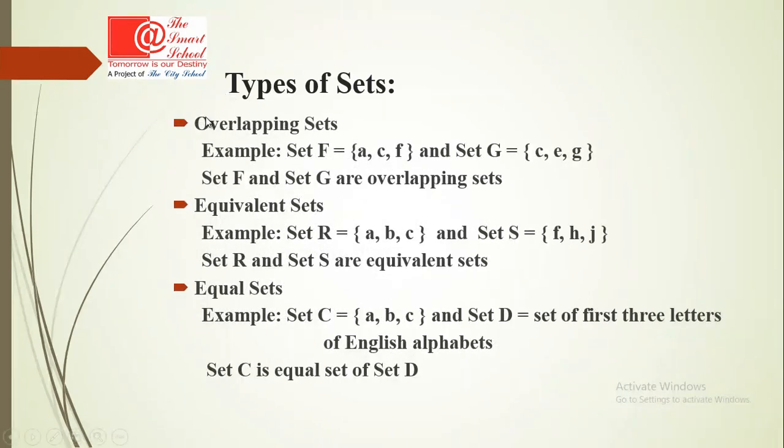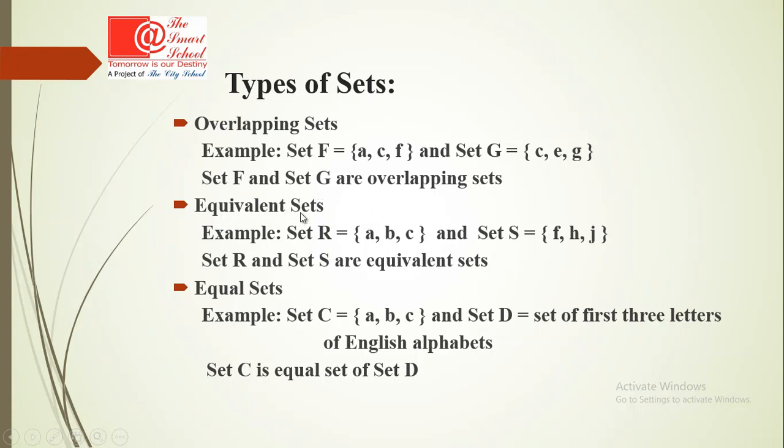Now, the next is overlapping sets. Who can tell me about overlapping sets? Yes, the word is telling that the members are overlapped. It means there are some common members in it. For example, set F has A, C and F as its elements, and set G has C, E and G as its elements. What is the common member here? C here and C here. So this is overlapping. Both the sets overlap each other. So, set F and set G are overlapping sets.